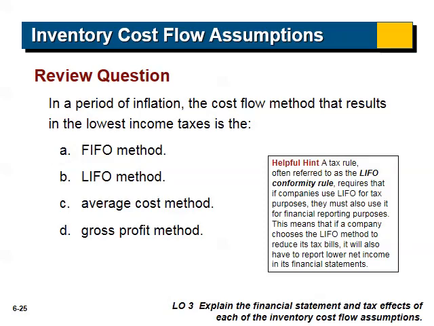In a period of inflation, the cost flow method that results in the lowest income taxes, well, if you go back 2 slides, you'll see which one has the lowest net income. And the one with the lowest net income is LIFO. Lowest net income means lowest taxes.